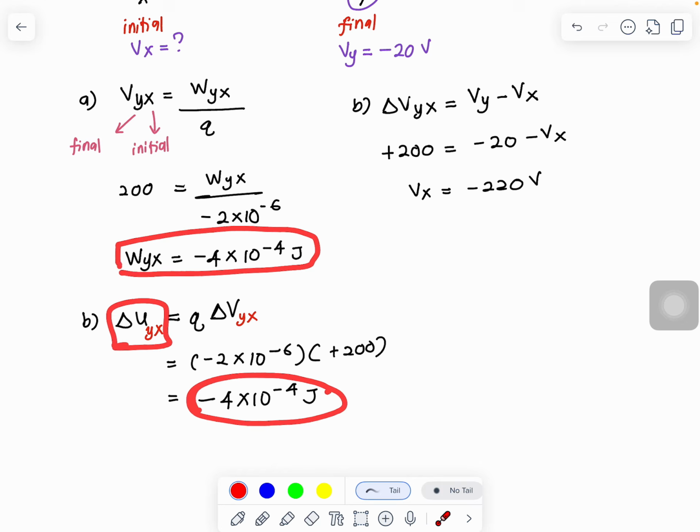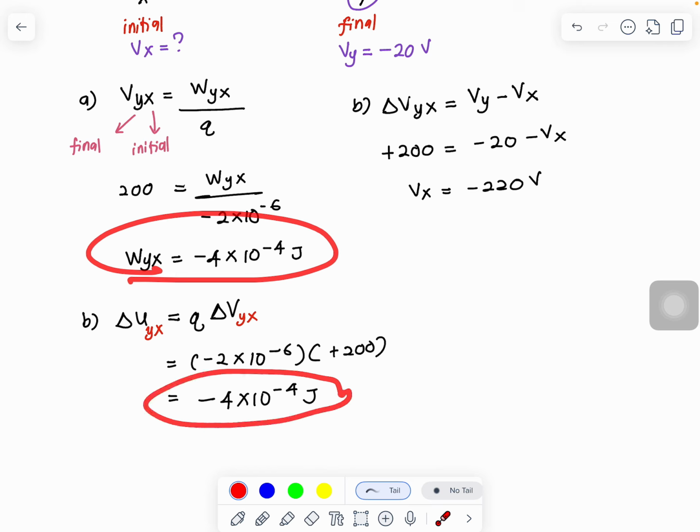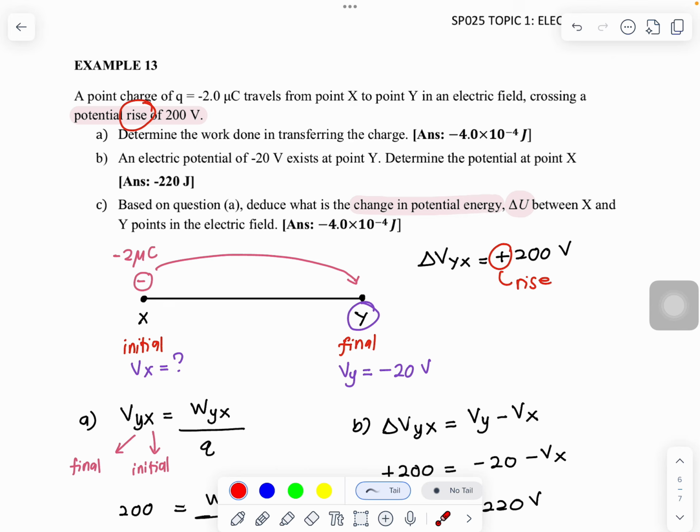Okay, so remember before this in first semester we learned about work and energy. They are basically the same thing. When you are doing work, you are basically transferring an energy with the same amount of value. So kat sini basically delta U, the change in potential energy, is the same as the work done between that point. Okay, between X and Y. So that's why soalan ni dia tidak minta kamu calculate ataupun determine, dia cakap deduce. Okay, based on question A. So if you understand the concept, you know that they are the same value.